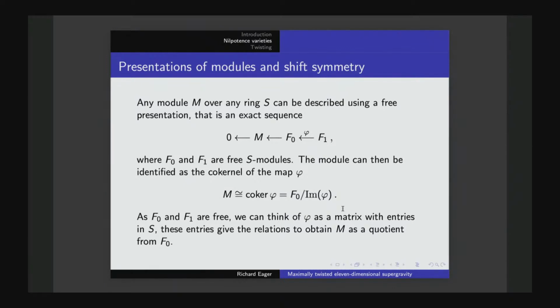So a module M over any ring S can be described using a free presentation, which is just an exact sequence where F0 and F1 are free modules, and the relations are encoded by the map phi. And a module M can then be described as the cokernel of the map phi. The key input is going to be viewing phi as a matrix, which gives relations to obtain M as a quotient from F0.